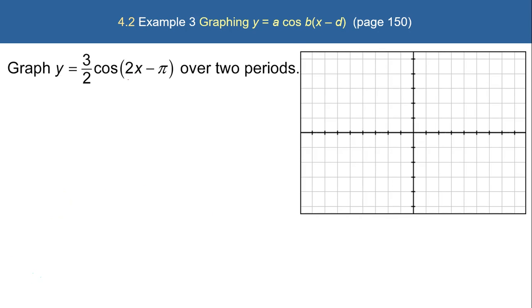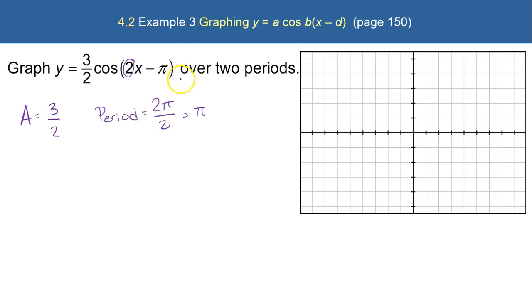All right, let's do another cosine function with the phase shift being subtracted this time. This one's a little bit different than the previous one. Let's go ahead and start with our steps. Find the amplitude, absolute value of 3 over 2, so 3 over 2. And the period of our function, something different this time. It's going to be 2 pi over 2, since our value of b is 2.